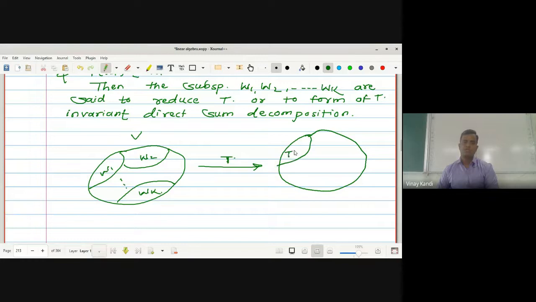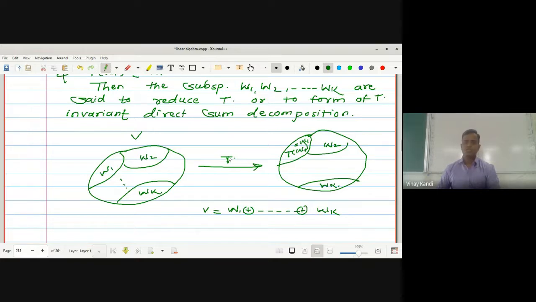आता येईल तुमचा T of W1 is equal to W1. हाच आहे. T of W2 is equal to W2. And up to so on, T of WK is equal to WK. And what we have, V is equal to W1 plus up to so on WK. Okay, then the subspaces W1, W2 up to so on WK are said to reduce T.